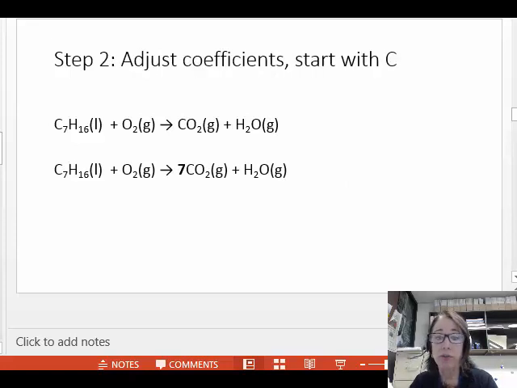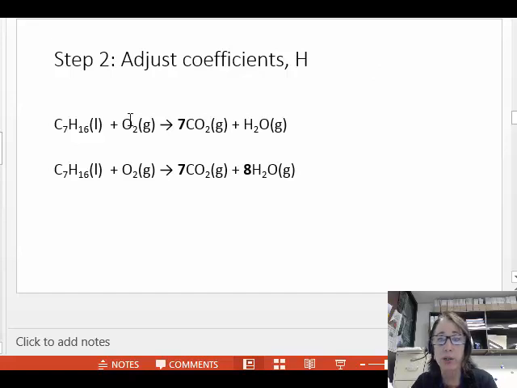Let's balance carbon first. Since there are 7 carbon atoms on the reactant side and only 1 carbon atom on the product side, we need 7 carbon atoms on the product side. By placing a coefficient of 7 in front of the chemical formula for carbon dioxide, we now have 7 times 1, or 7 carbon atoms on the product side. This coefficient of 7 also affects the number of oxygen atoms, but we will balance oxygen last.